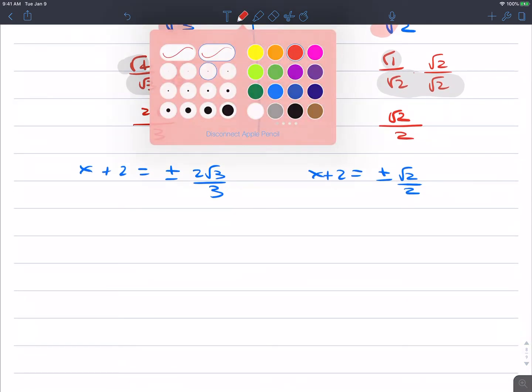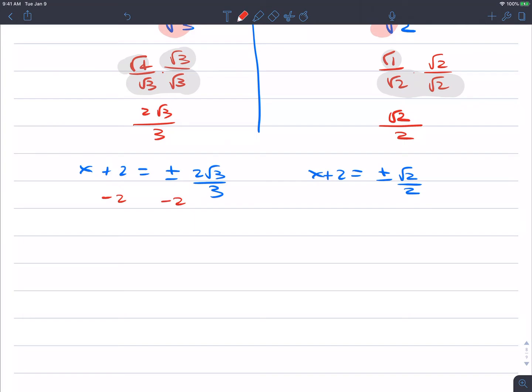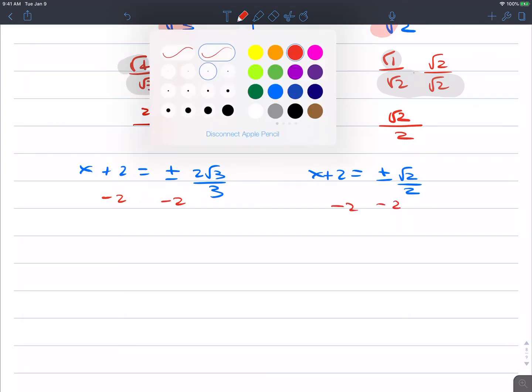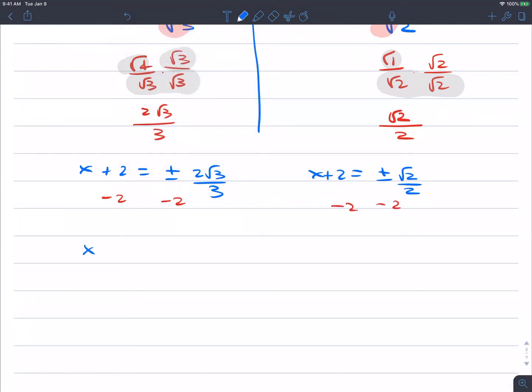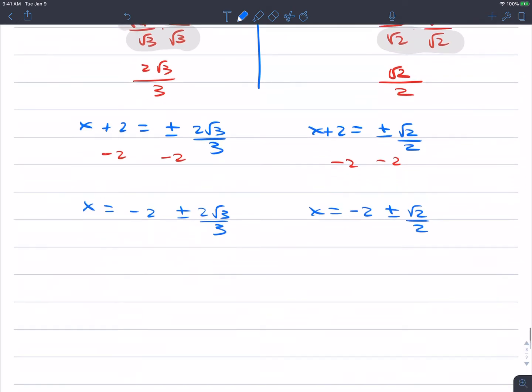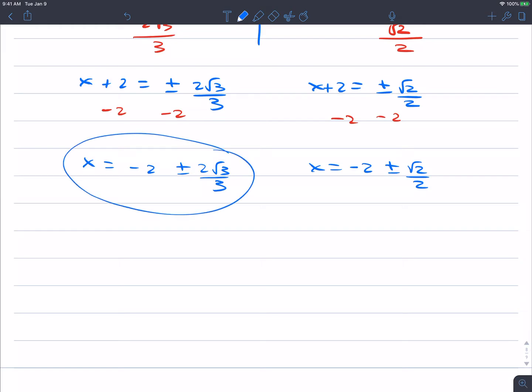What we'll do now here is we're going to subtract 2 from both sides. And I end up with x equal to negative 2 plus or minus 2 times the square root of 3 over 3. We get x is negative 2 plus or minus the square root of 2 over 2. These are our solutions.